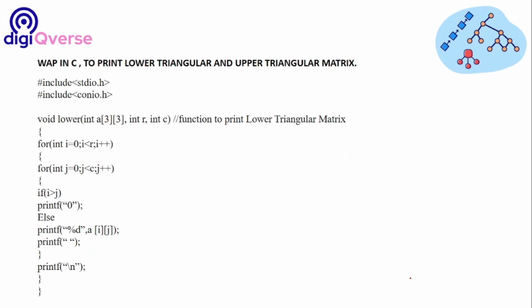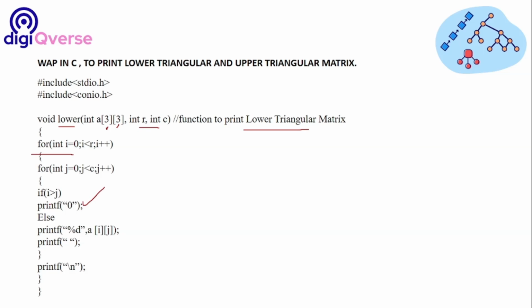So how do we define the program in C language? It's very simple and easy. We consider two functions. First, void lower, taking a 3 by 3 array and two supporting variables, row and column, R and C, for printing the lower triangular matrix. First we define the loop: int i equal to 0, i less than R, i plus plus, and j equal to 0, j less than C, j plus plus, and apply the condition that if i is greater than j, we print 0.